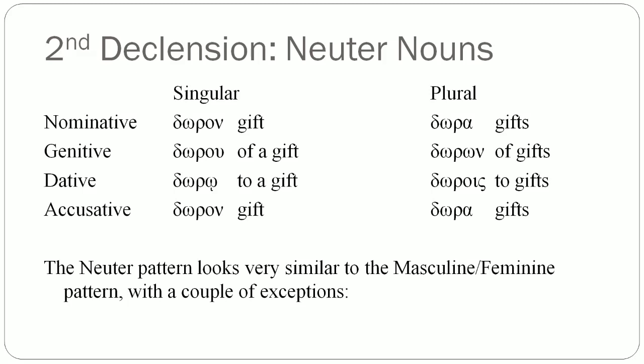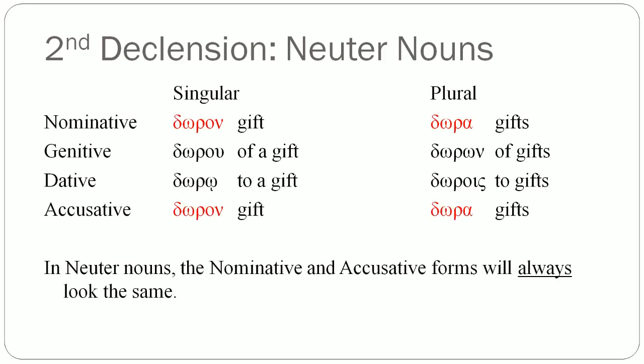Now, have a look at this chart, okay? And what are some things that you notice about this chart? Well, first of all, you will notice that the nominative and the accusative forms are the same. Nominative singular and accusative singular are the same. The nominative plural and accusative plural are the same. This is a nice always, always, always rule, and you get very few of these in Greek, and we're going to get two of them right here.